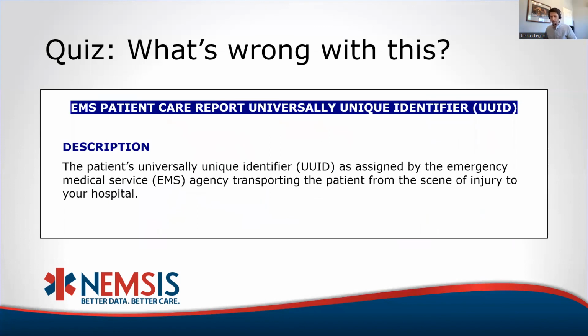Okay, I want to end with a couple questions here. We're pretty short on time. First question, what's wrong with this description? This is a description of a data element in the National Trauma Data Standard. It's in the 2022 Data Dictionary. And the description they gave is that the EMS Patient Care Report UUID is the patient's universally unique identifier as assigned by the EMS agency transporting the patient to your hospital. Can someone tell me what's wrong with this description? What is incorrect about it?